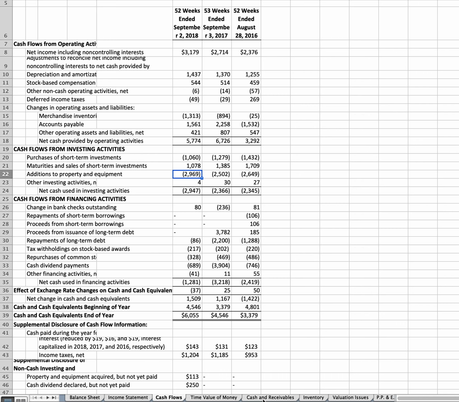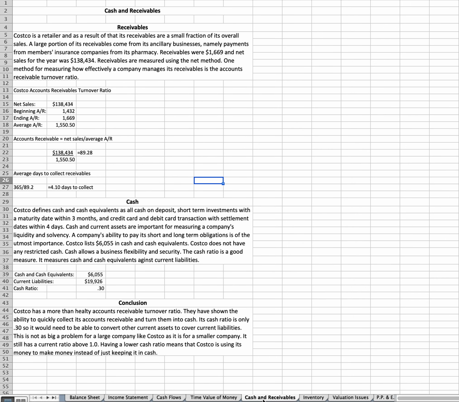Moving on to cash and receivables. Costco is a retailer and wholesaler, and they do not rely very heavily on accounts receivable. We can see that since their net sales were 138,434, and the beginning AR was 1,432, the ending AR was 1,669, and the average AR was 1,550. That AR is not a big part of their sales.